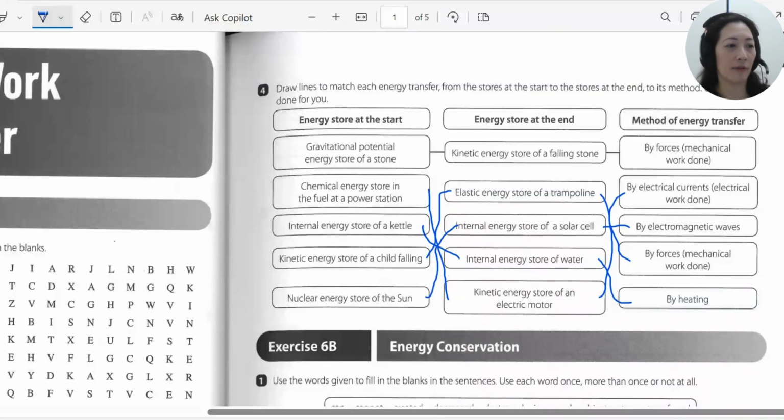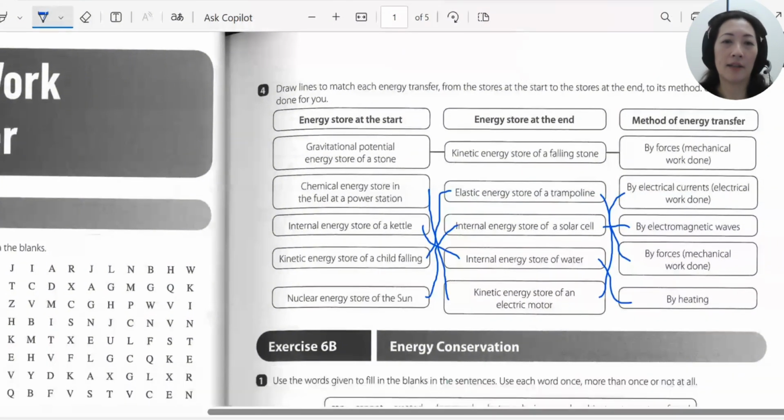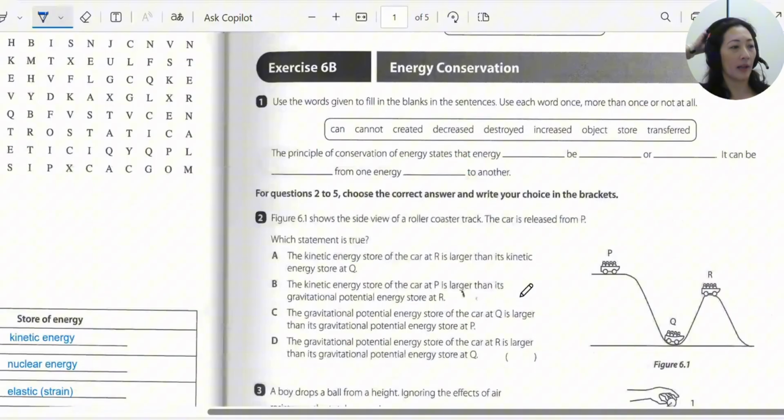I'm just going to shift things around a little bit. Okay, so next, let's go into questions in exercise 6B. Hold on, I just need to make some changes to my screen. All right, let's get started now.